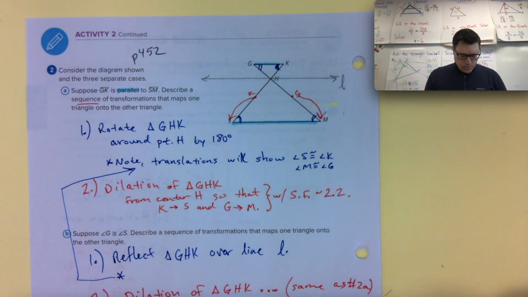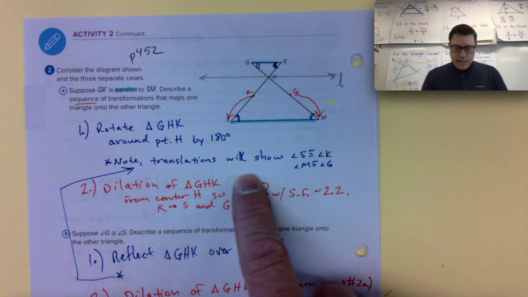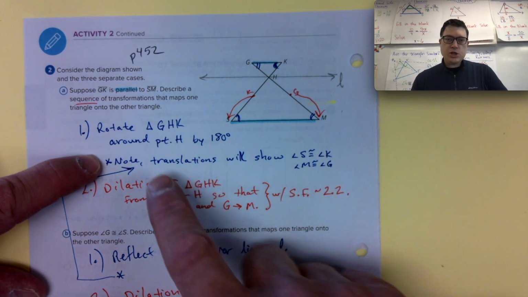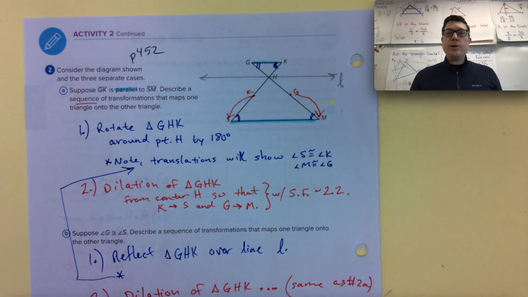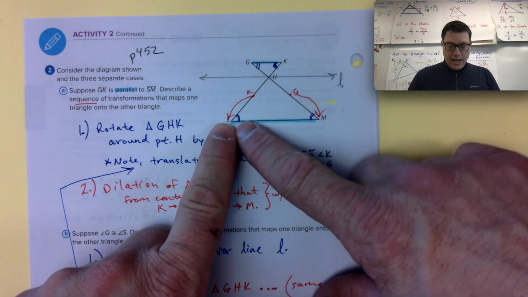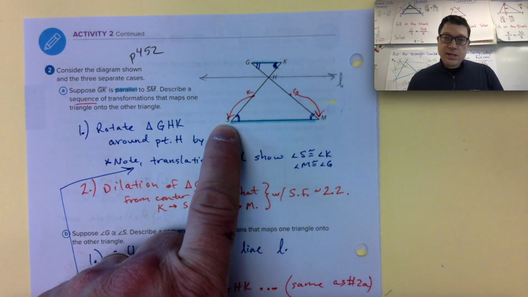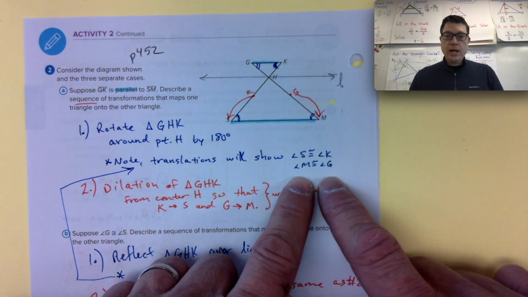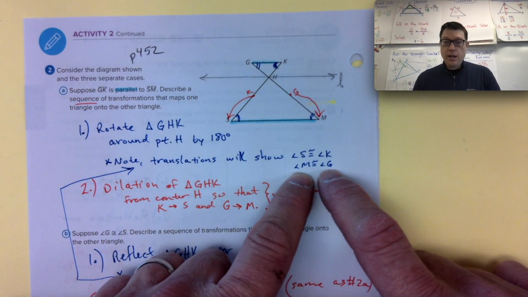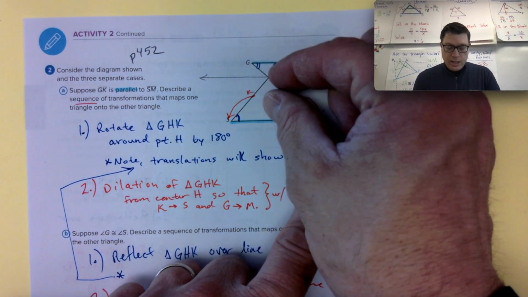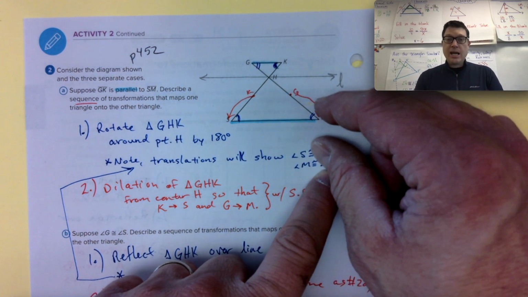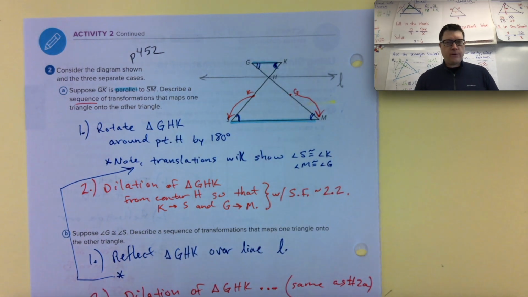That's number one. One thing that I did as well in the middle here, this note, it says translations will show. So in a translation, angle size is going to be preserved. So angle S and angle K are going to have the same angle measurement, therefore they're congruent. And the same thing is true with angle M. When G is rotated around, we can then slide it down to see that angle G and angle M match perfectly. And so therefore there is congruence there.